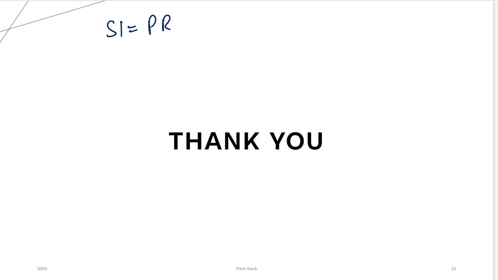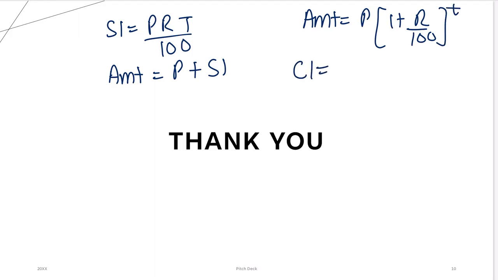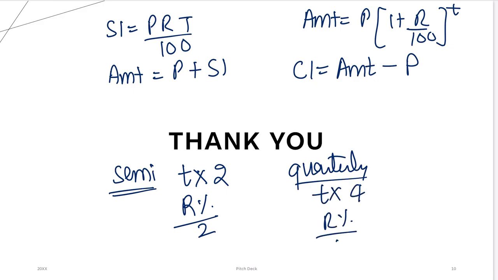Simple interest was PRT by 100. Amount has the same formula: amount is principal plus simple interest. In compound interest, we calculated amount like this: P(1 + R/100)^T, and here the formula for compound interest is amount minus principal. When there was semi-annually, which means every 6 months, time was being multiplied by 2, rate was being divided by 2. When there was quarterly, time was being multiplied by 4, rate of interest was divided by 4. And that completes our simple interest and compound interest.